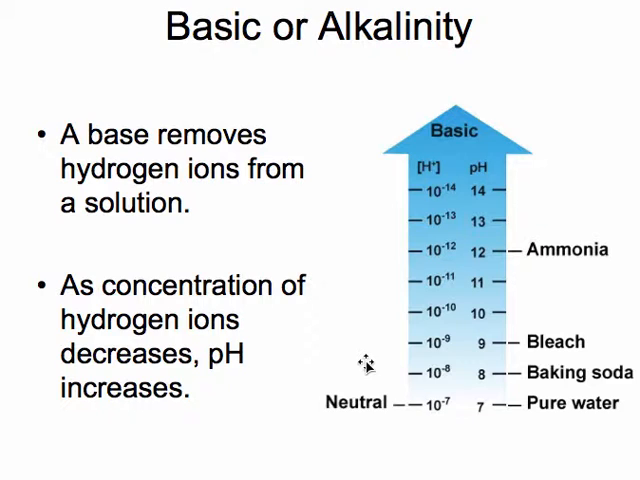A base is the opposite. A base is a substance that can remove or accept hydrogen ions from the solution. Molecules that do that are considered to be alkaline or basic. And what you can see is that as bases remove hydrogen ions from the solution, we would be measuring fewer and fewer hydrogen ions. And as we do that, our pH scale actually increases.